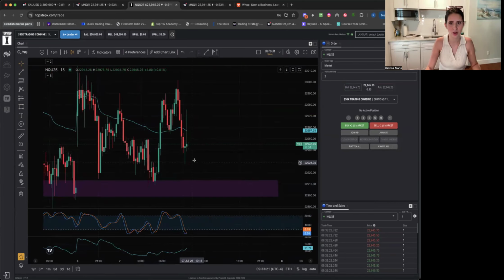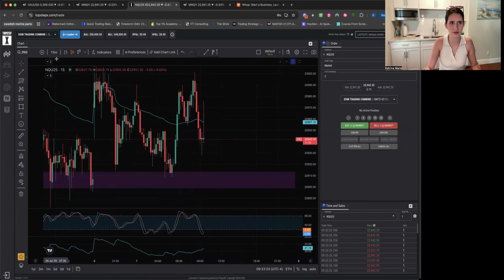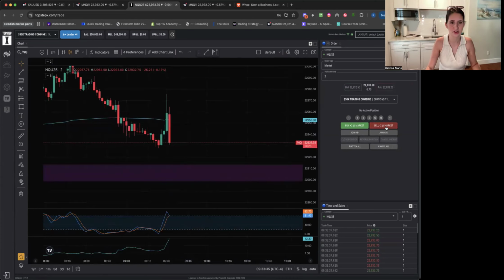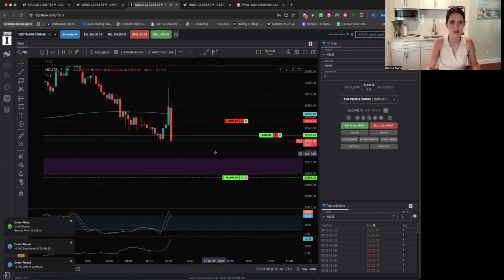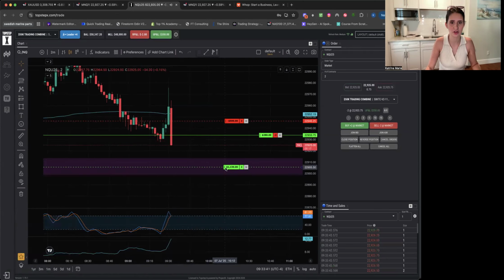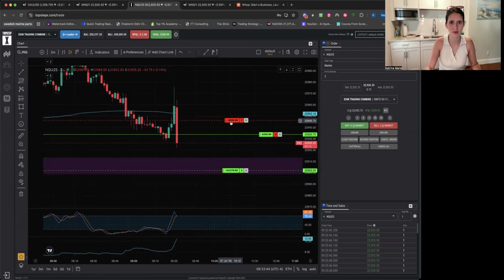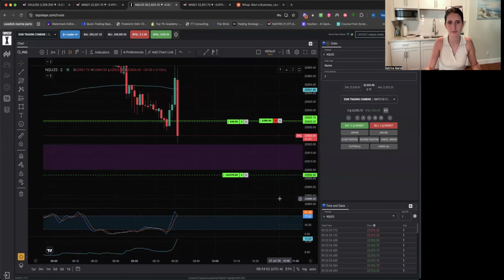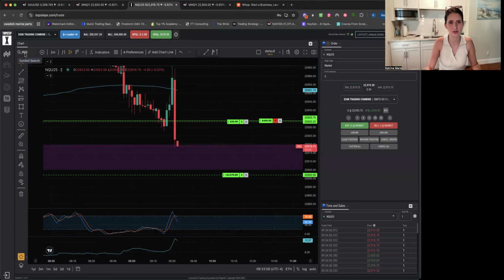We are breaking down below here. We might actually dip down here. So with that being said, I think on this break I'm going to take a sell. What I'm going to do here is stop loss here, take profit. It is going to sit right here, and I'm trailing at break even. Right here I'm on the E-mini NQ. You can do micro NQ if you want to.